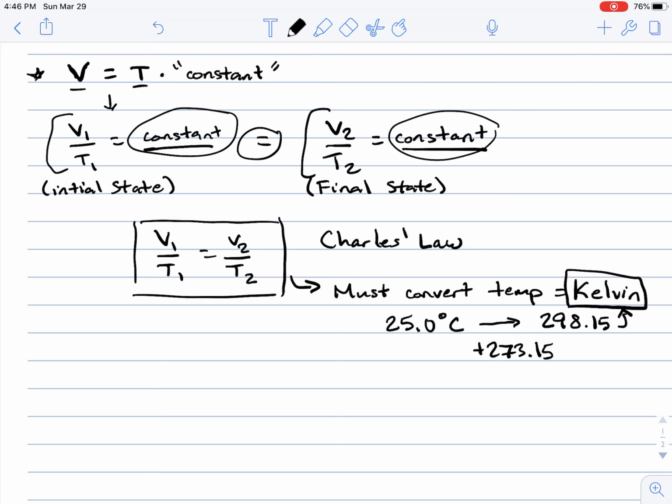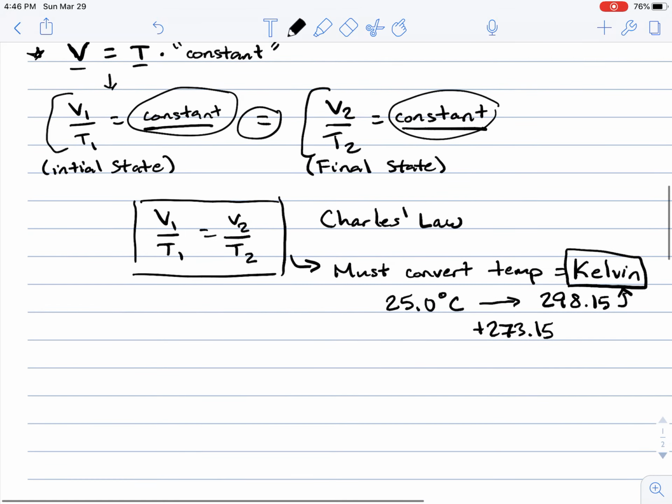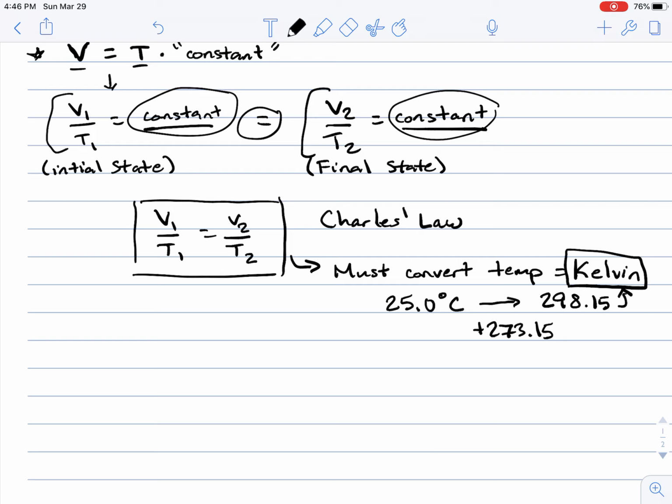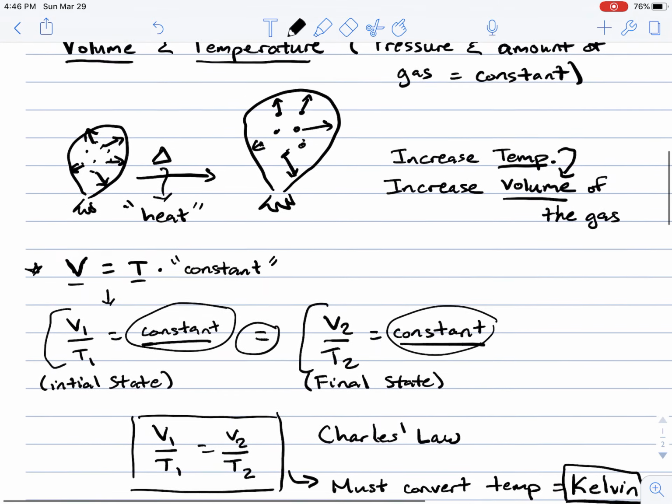In regards to the unit for volume, just make sure that they're the same. It doesn't matter if it's in milliliters or liters, but if, for instance, V1 is in milliliters, V2 must also be in milliliters. So you just want to make sure that both V1 and V2 have the same units, and T1 and T2 are in Kelvin units.